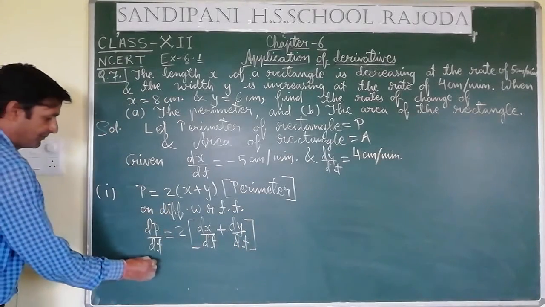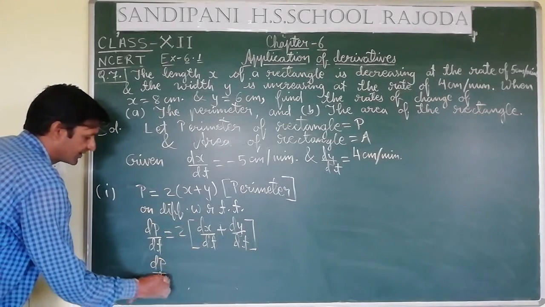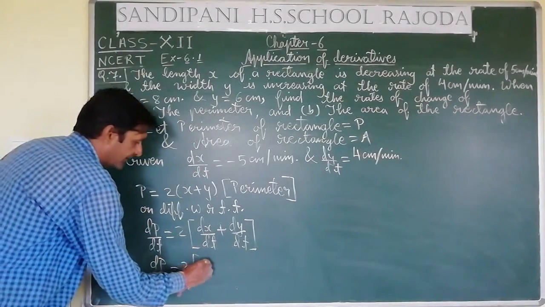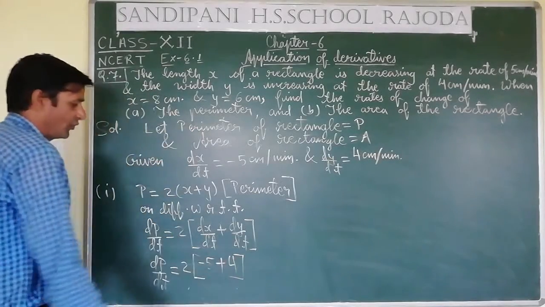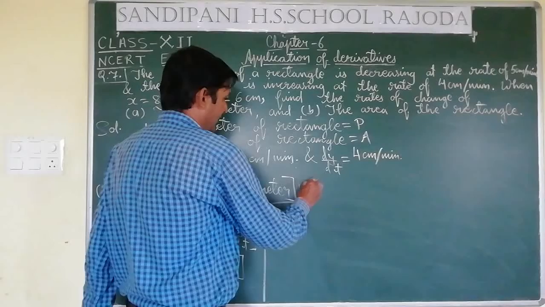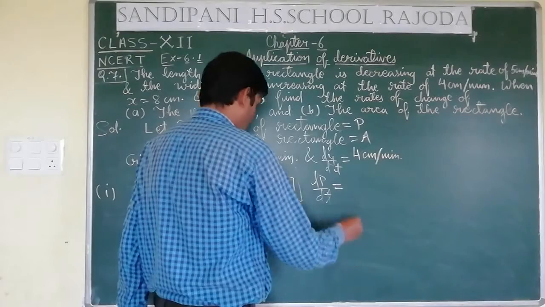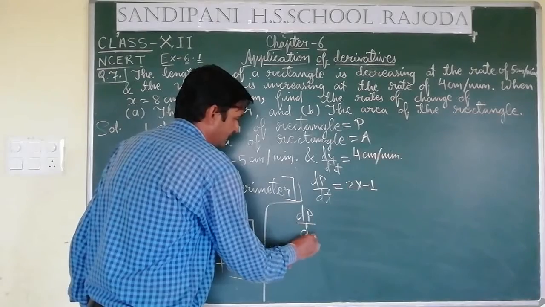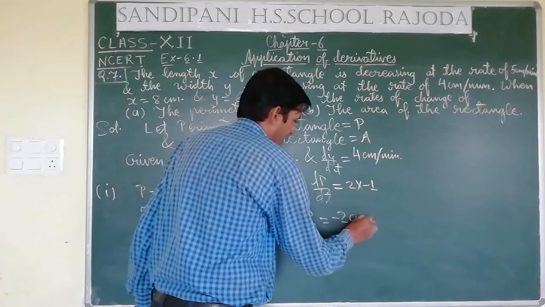So dP by dt is what? Rate of change of perimeter. So dP by dt is equal to 2 and in bracket dx by dt value is minus 5 and then dy by dt value is plus 4. So minus 5 plus 4 is minus 1. So dP by dt is equal to 2 into minus 1, means dP by dt is equal to minus 2 centimeter per minute.